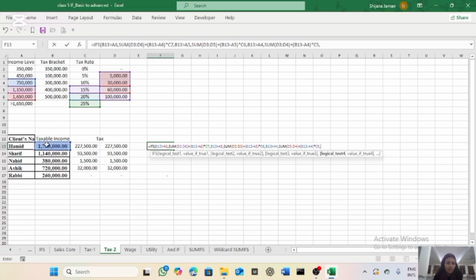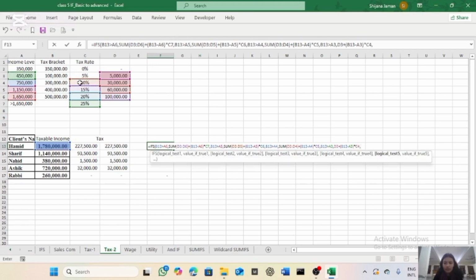So for the fourth logical test, taxable income 17,80,000 greater than 4,50,000, comma, for 4,50,000 we had to pay only 5,000 plus our taxable income minus income level 4,50,000 and multiply with tax rate, which was 10%. We have done our fourth logical test. For the fifth logical test, if 17,80,000 is greater than 3,50,000, comma, for 3,50,000 we did not have to pay any amount of tax.